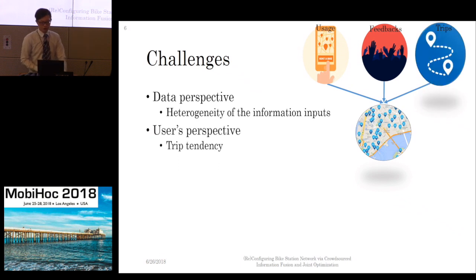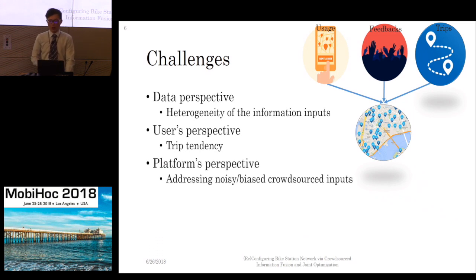The second part is the user perspective. We observe that users have preferences in traveling between different station pairs, likely due to their daily commute demand or sightseeing and entertainment purposes. Such a trip tendency makes the decision of an individual station hardly dependent on its own usage or crowdsourced feedback. How to incorporate the mutual trip tendency of the users also becomes an important design concern here.